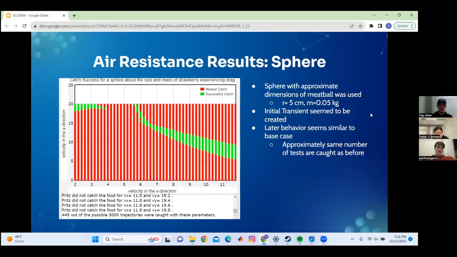And we can see that at the start, there's a few circumstances where the food's tossed pretty high and Fritz still is able to catch it. But the main bulk of our catches follow a similar pattern to our base case. It's just shifted farther in the x direction. And approximately the same number of tests are caught in this as with the base case.